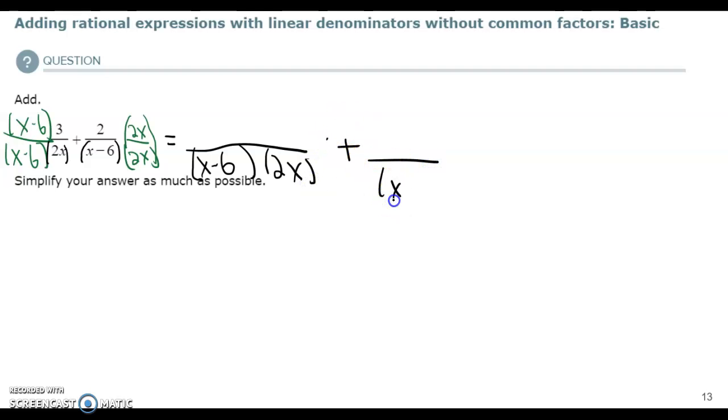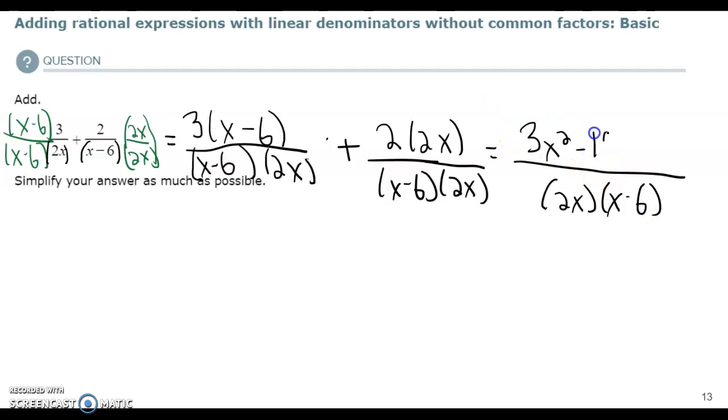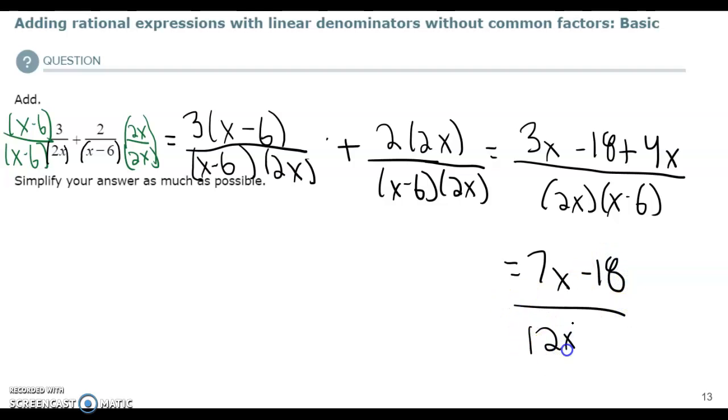I can go ahead and simplify my numerators. And I know my denominator is 2x times x minus 6. I have 3x minus 18 plus, or not, there's not a squared, sorry. And then I end up with this. So sometimes we have to factor and look at the chunks.